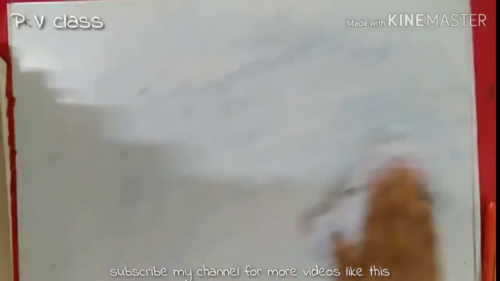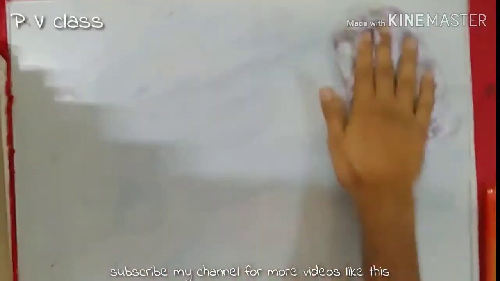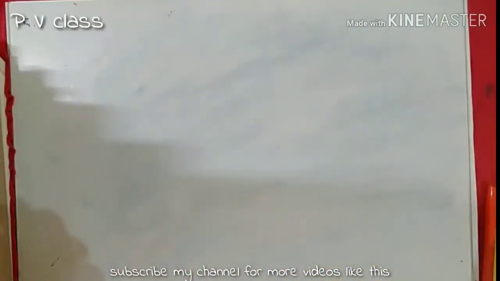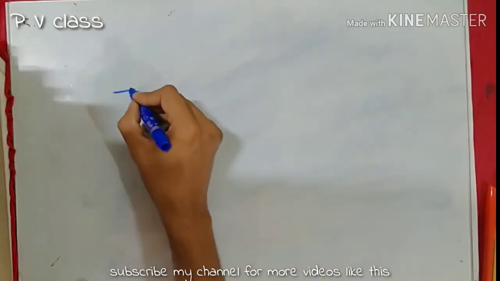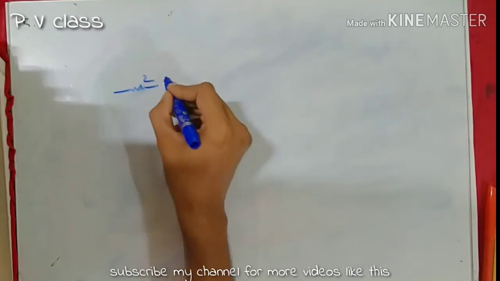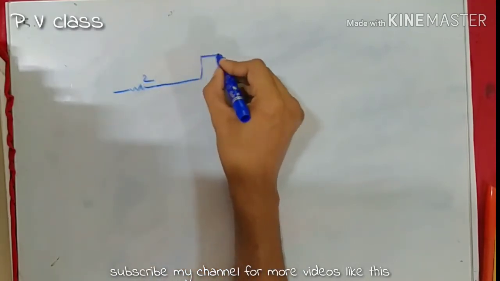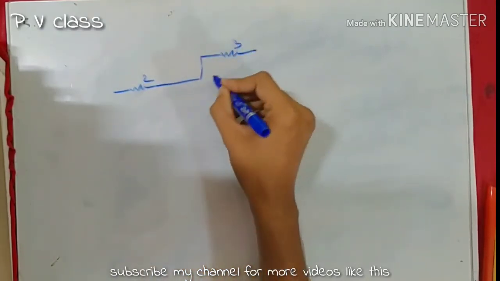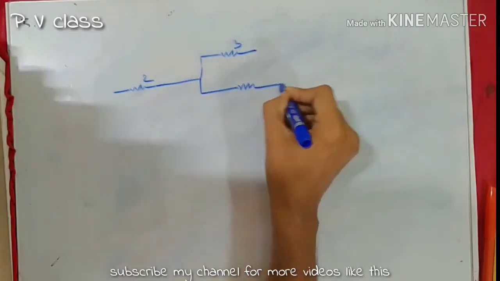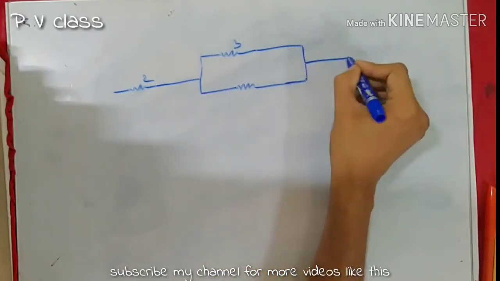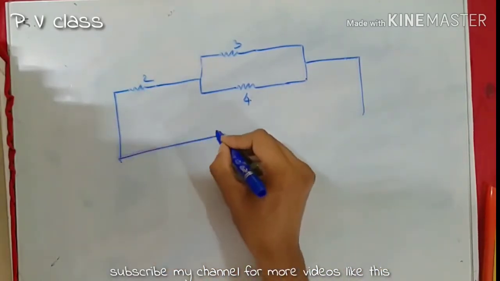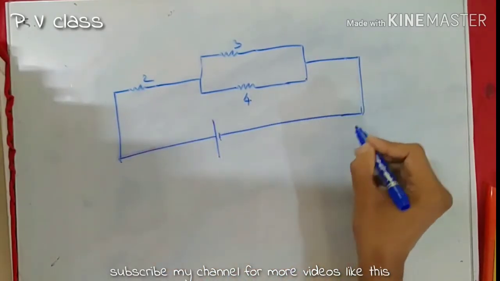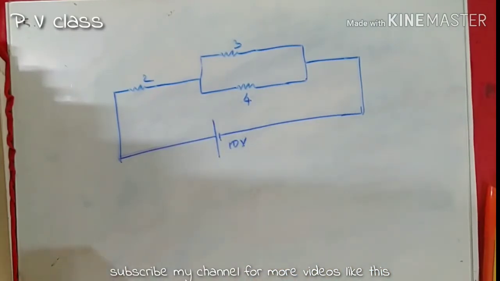Let's move on to the next situation. In the next situation, let's make a slightly complicated circuit. That is, let's have a resistor of 2 ohm over here, and a resistor of 3 ohm over here, and a resistor of 4 ohm. Then assume that it is connected to a 10-volt battery like this.